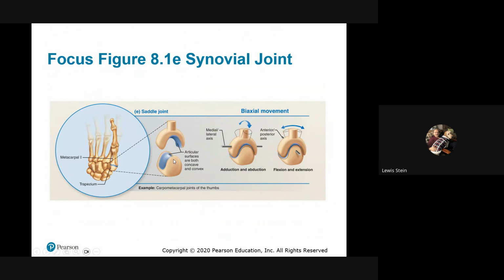So you have a saddle-shaped surface on the trapezium, and you have the mated surface, the reverse of the saddle, and that allows this almost circumduction, but not quite. It doesn't have the rotational component per se, but it has a remarkable amount of flexion and extension and abduction and adduction as part of it. A remarkable amount that allows the opposition of your thumb, which is our advantage. Why thumbs are so important.